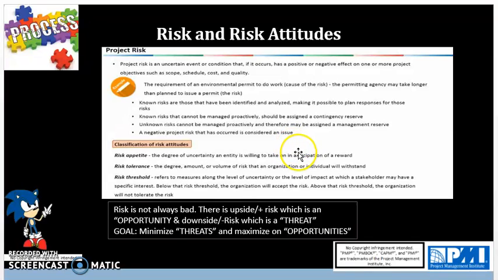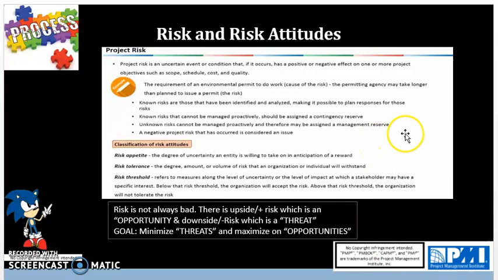Next, we have risk attitudes. The risk appetite is the actual degree of uncertainty an entity or party or stakeholder is willing to take on in anticipation of a reward. So it's how hungry they are to take in the risk, hence the name risk appetite.